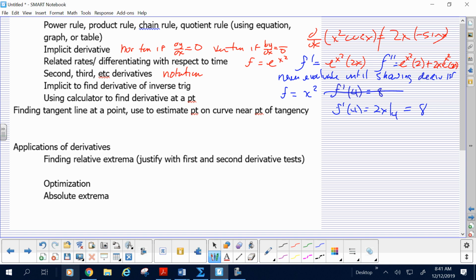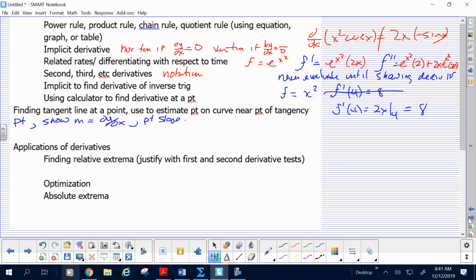Do you know how to use a calculator to evaluate a derivative? Yes. Good. Finding a tangent line at a point. When you do the slope, show that the slope comes from the derivative. Don't just say, hey, the slope is 2. The slope comes from the derivative, and the derivative is this. Show that. Communicate. Then write point slope.